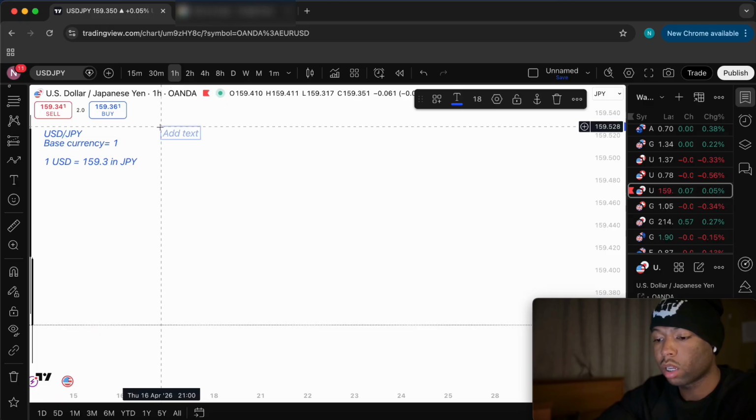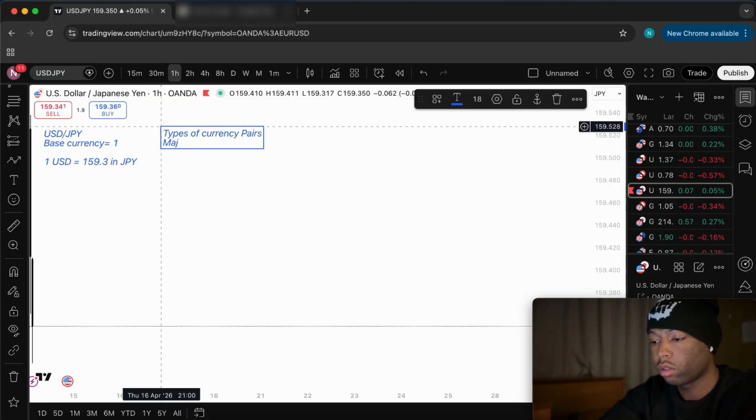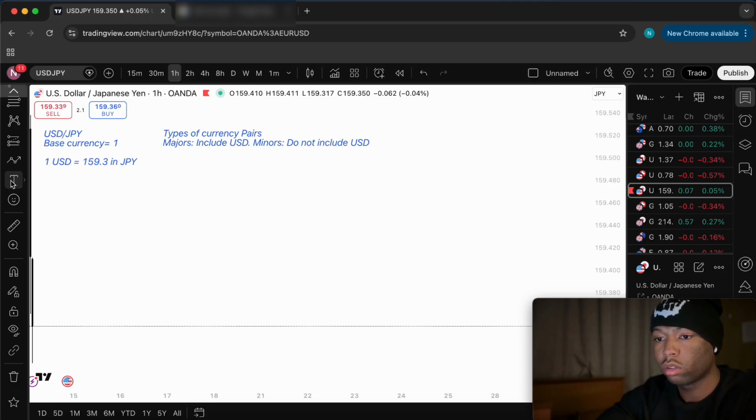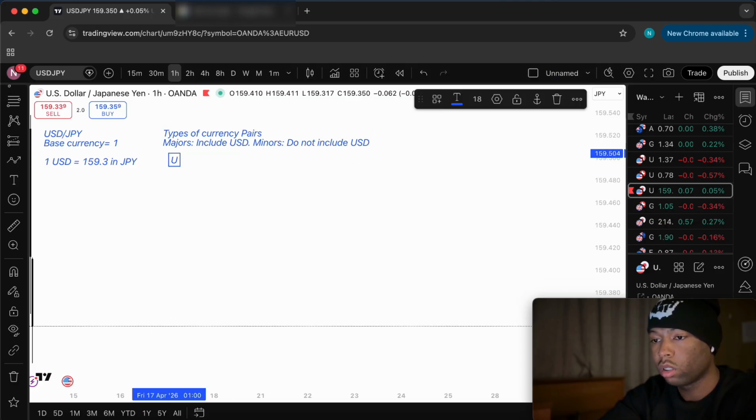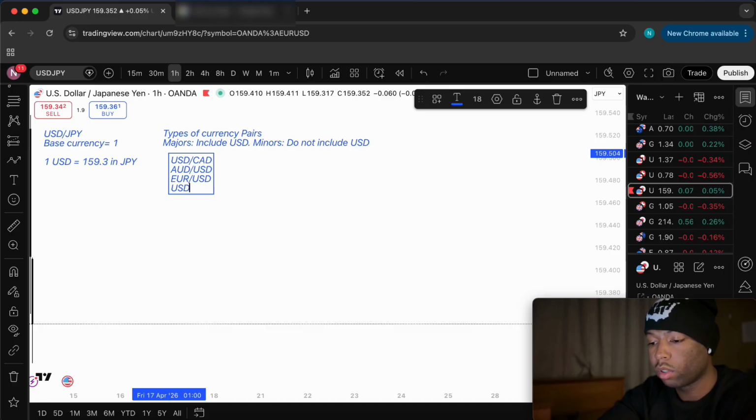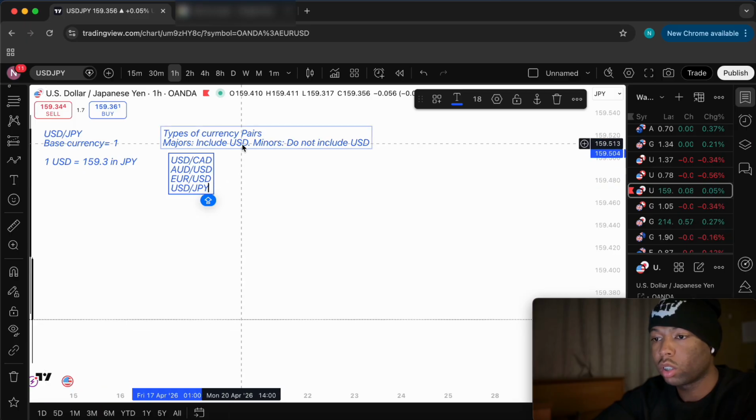Now, you have types of currency pairs. You have majors. They include USD. You have minors. Do not include USD. Okay. So that would be US dollar versus the Canadian dollar, the Australian dollar versus the US dollar, Euro versus the US dollar, and as above, US dollar versus Japanese yen. All the major pairs because they include the US dollar.